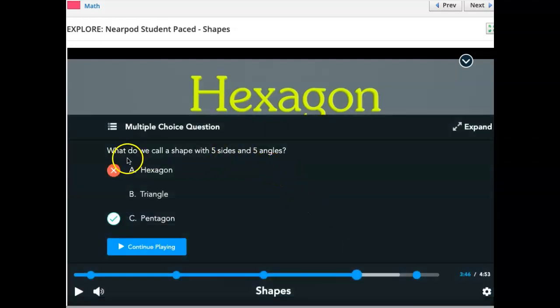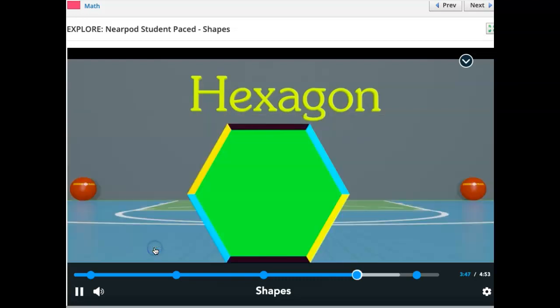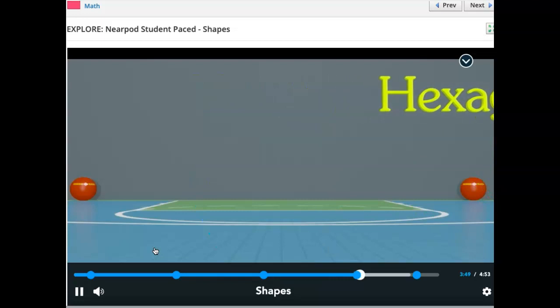Okay, let's see. What do we call a shape with 5 sides and 5 angles, or vertices? Uh-oh, this says hexagon, triangle, pentagon. This answer was not correct, but that's okay. Pentagon is. Great job again! You guys are awesome.